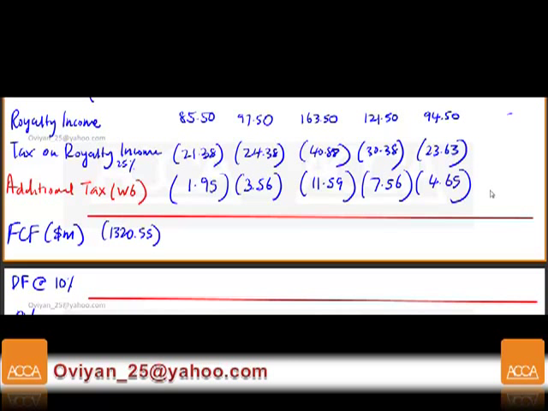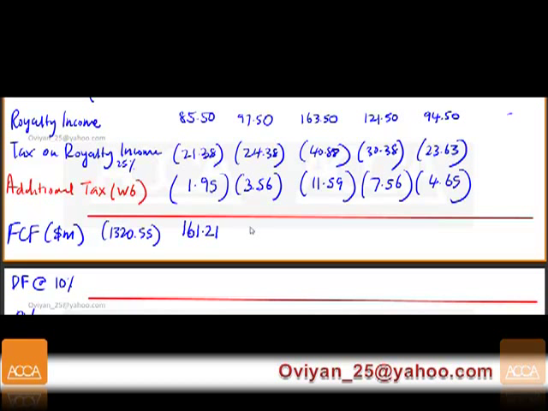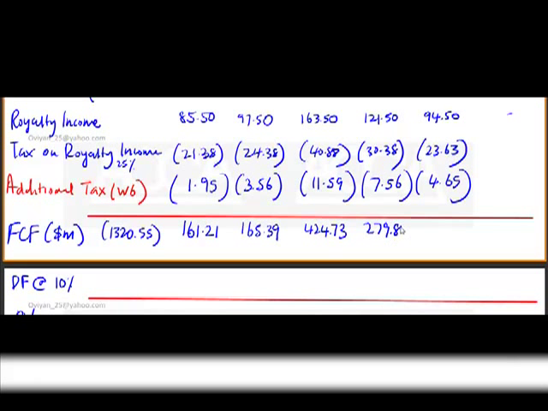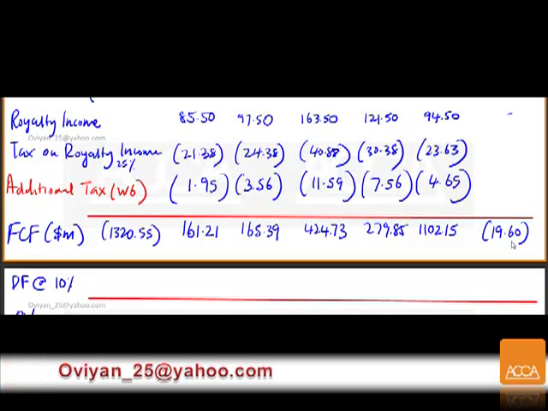Done. Once you have this, you got to find out your free cash flows in that particular year. This is going to be 161.21, 165.39, 424.73, 279.85, and 1102.15, and in brackets you get 19.16. 19.60. Yeah, you're going to get 19.60.